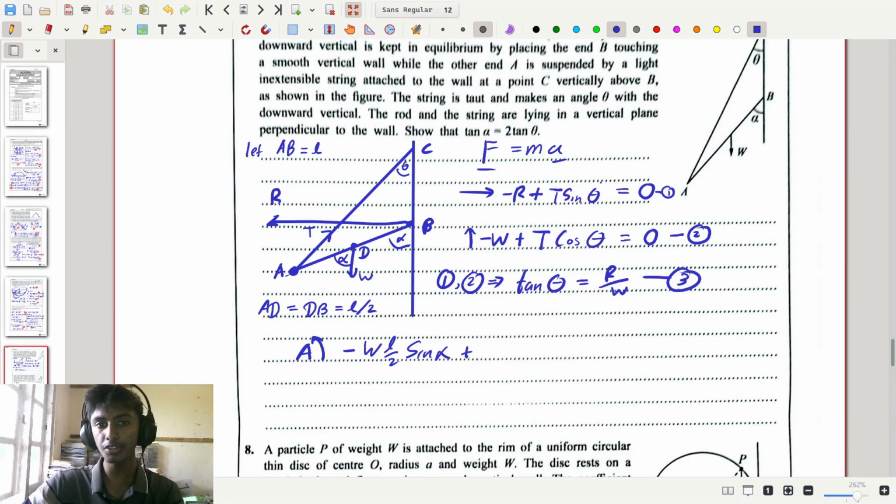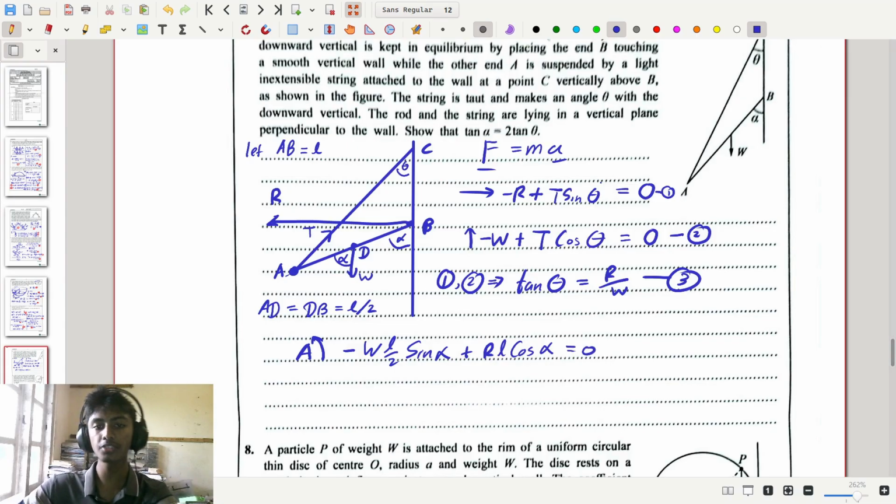Now in addition to this, R is going to be providing a moment in the anti-clockwise direction, so it's going to be positive. So we're going to have positive R times the length. This entire length AB is equal to L, and considering the triangle that we want, this length here is going to be L cosine alpha. So we have R times L cosine alpha. And the total moments here, since we're at equilibrium, is also going to be equal to 0.